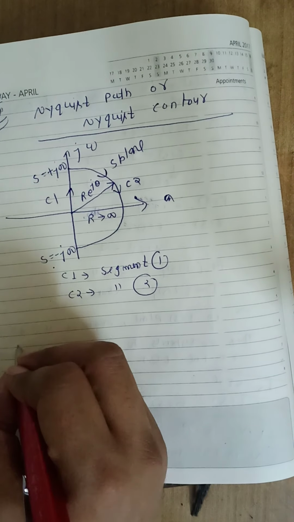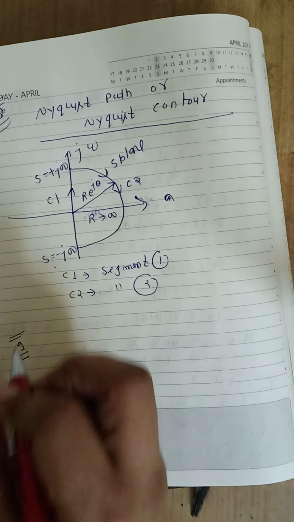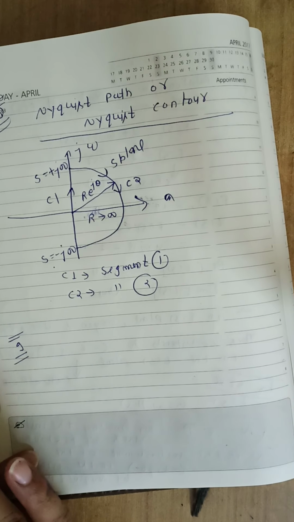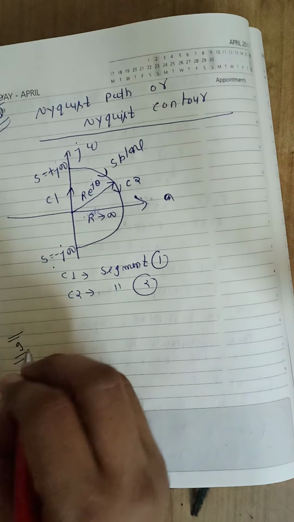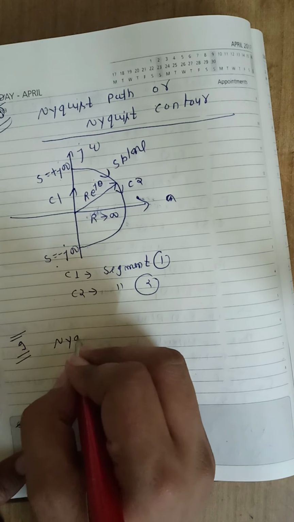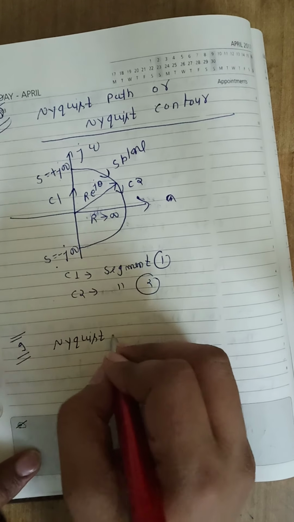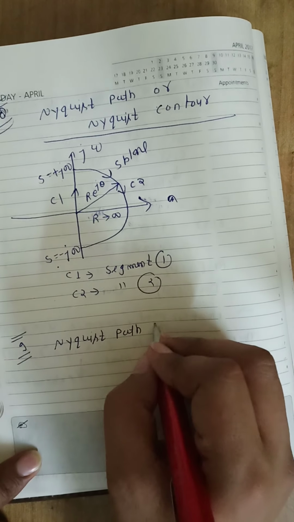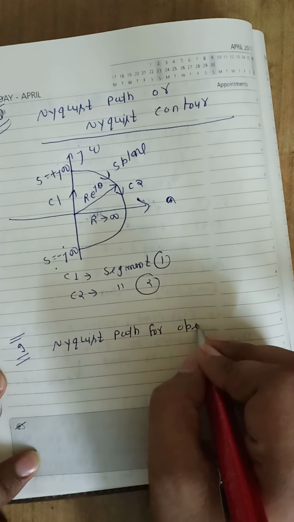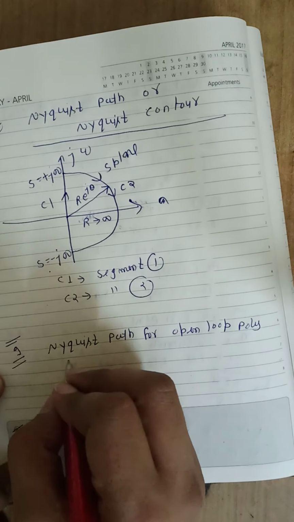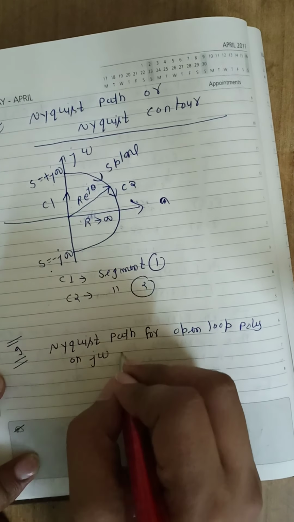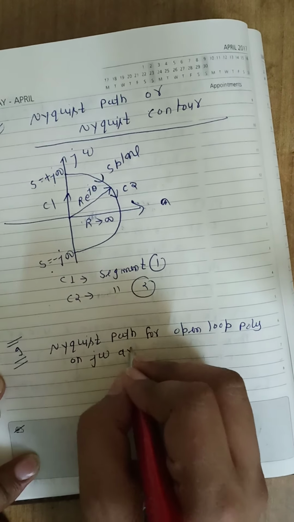Now let us see the last term: Nyquist path for open loop poles on j omega axis.